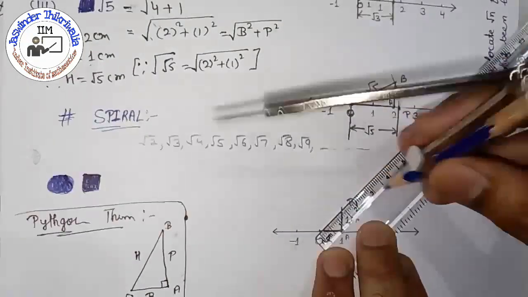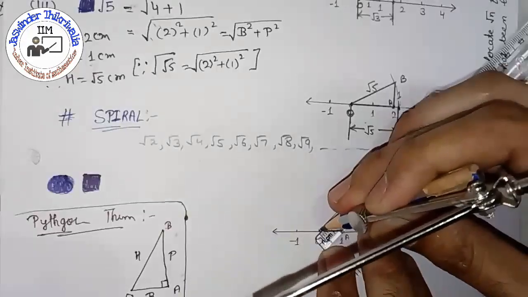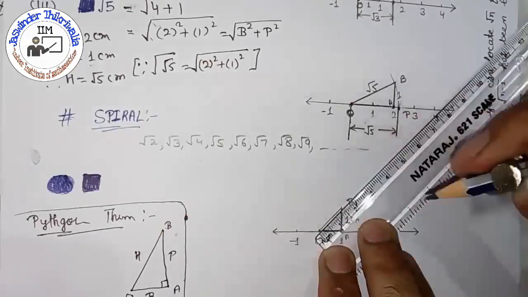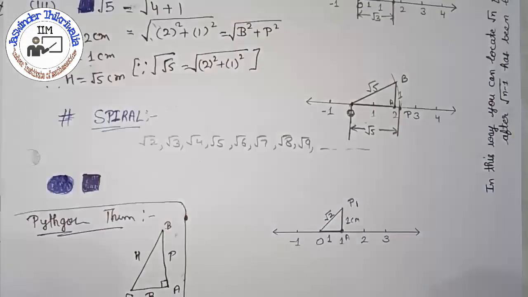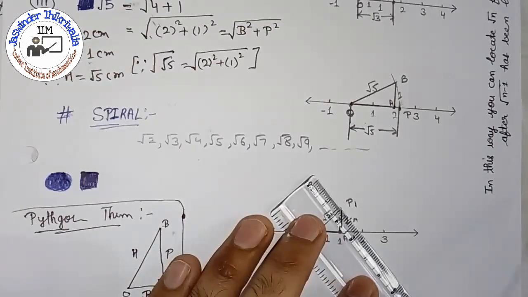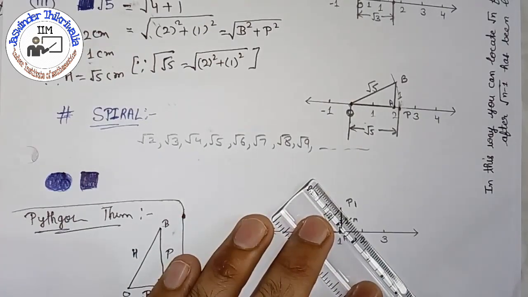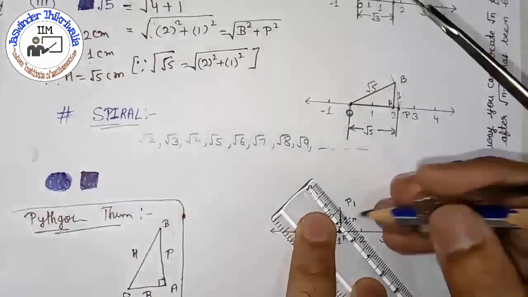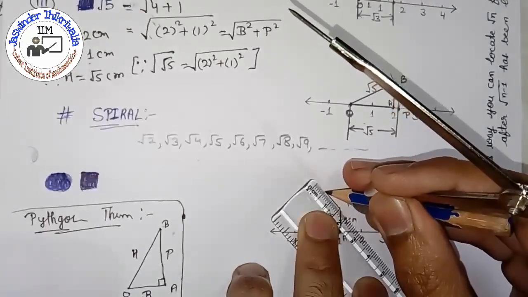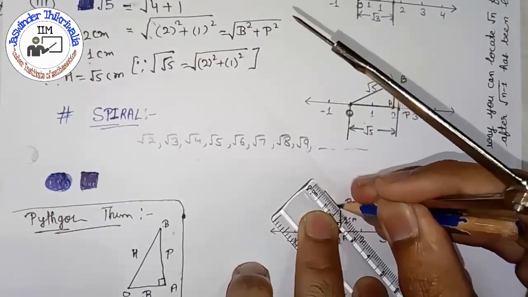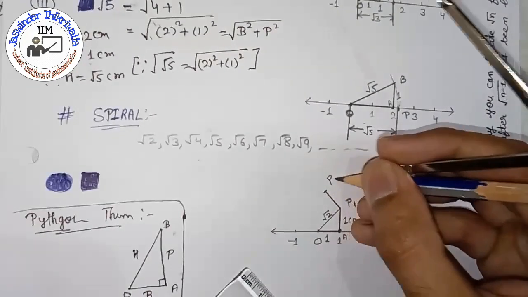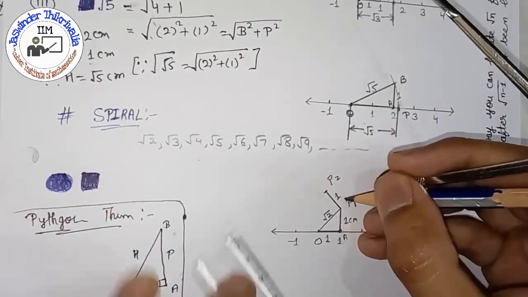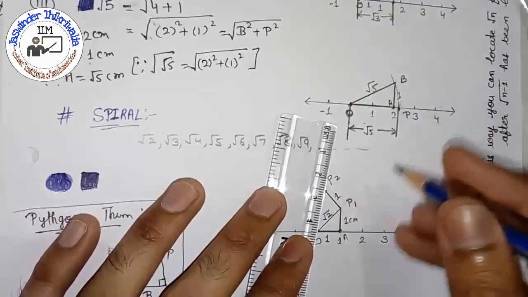Question number, I think 3rd, from exercise 1.2. So now this is under root 2. Beta, next again we will take a perpendicular at point P and cut 1 centimeter. You have to cut 1 centimeter first. Every time you draw a perpendicular you will cut 1 centimeter. This is point P2. Now again join O with P.